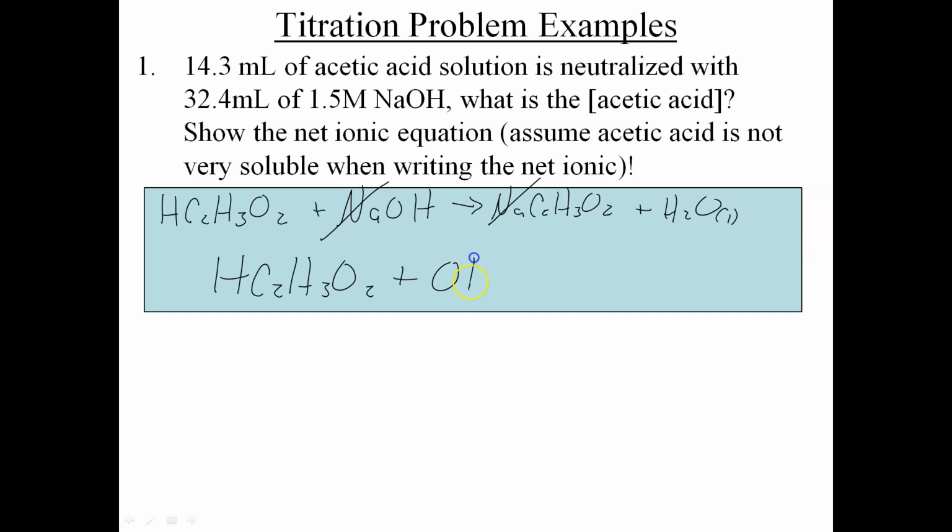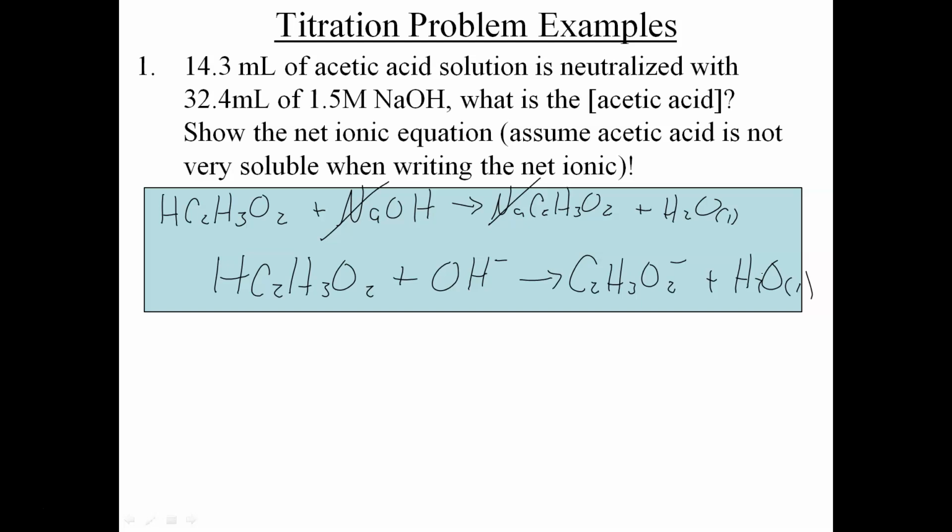We have the hydroxide ion left. We have our acetate ion left. And water. All right, so there you go. That's your net ionic equation to start this problem.